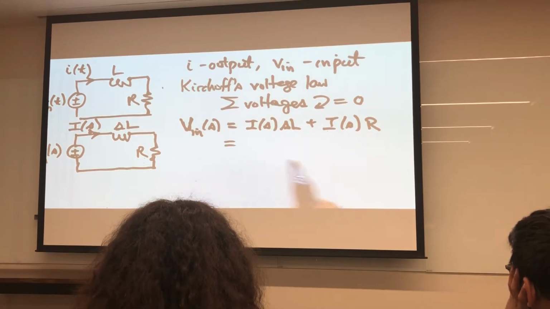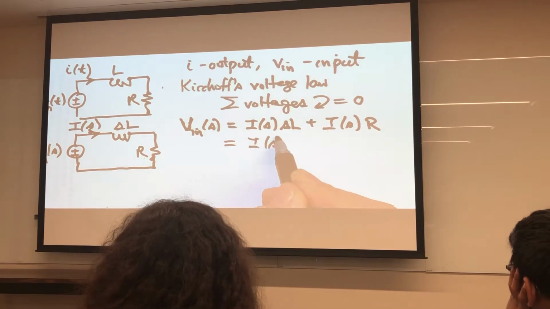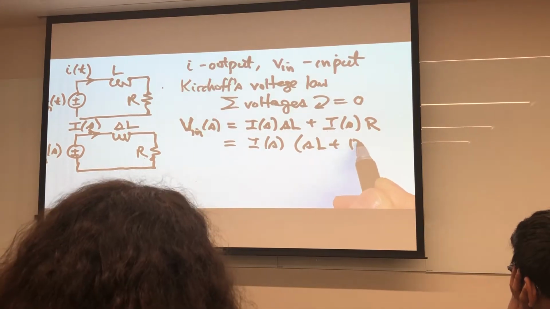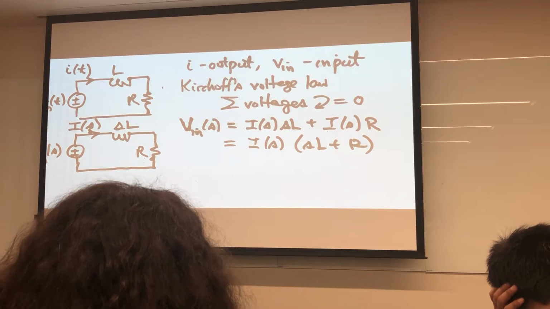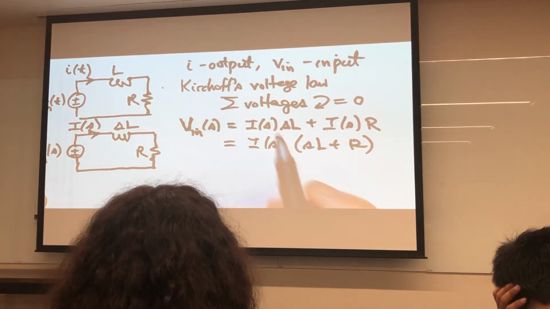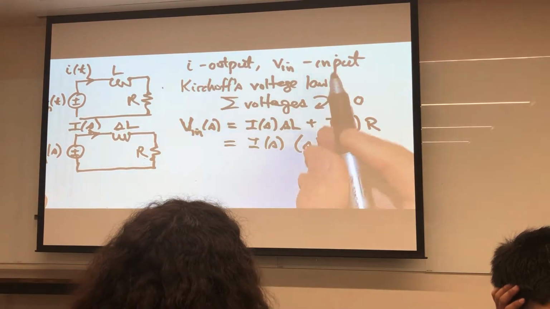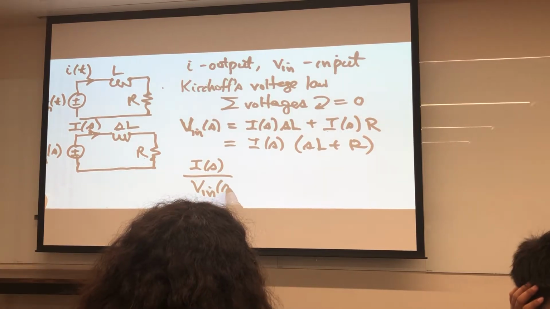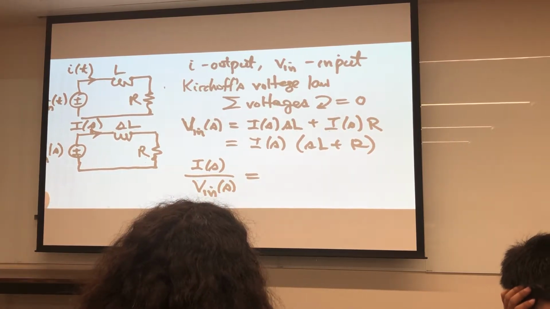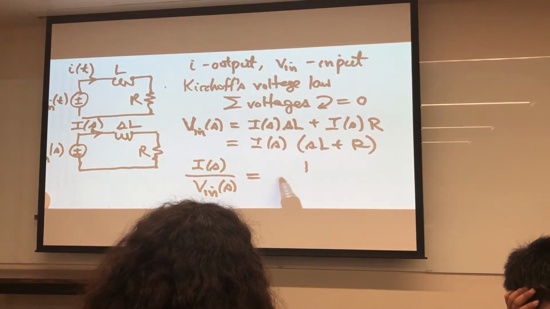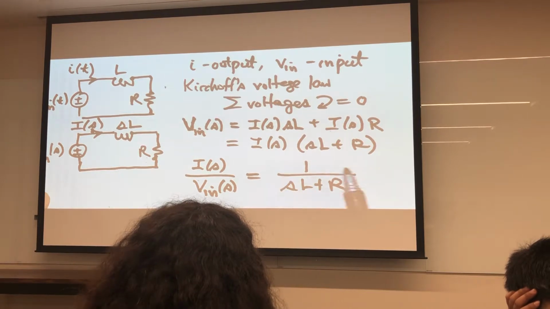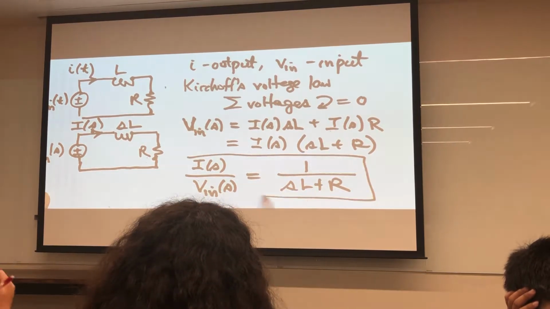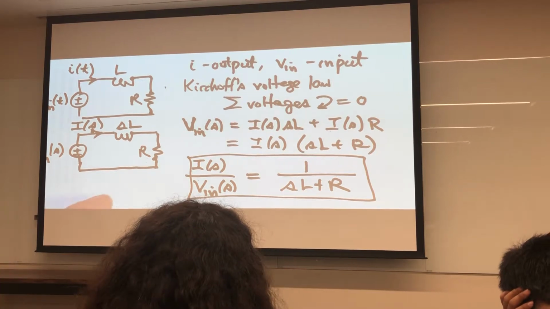And so we clean up our algebra a little bit. We can factor out the I of s, and then we have sL plus R. And then what we want is the transfer function, which is a relationship between the output over the input. So we write I of s over V_in of s. We do a little bit of algebra there, and we get 1 over sL plus R. So this is our answer. This is my transfer function for this circuit.